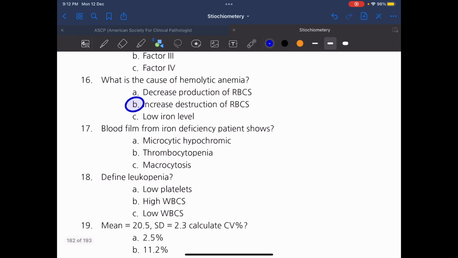Question number 17. Blood film from an iron deficiency patient shows microcytic hypochromic cells, thrombocytopenia, or macrocytosis. The correct answer is microcytic hypochromic cells.